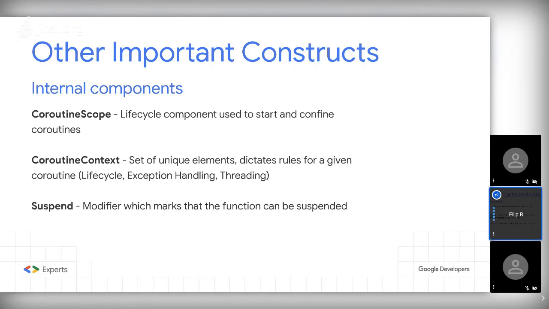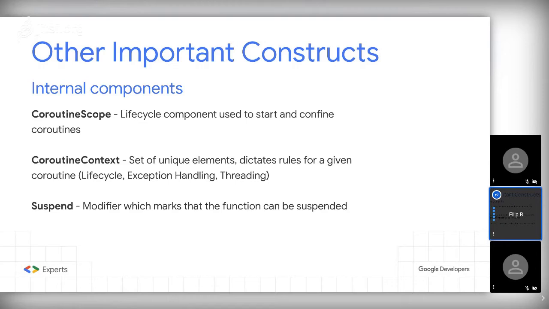So all that combined creates a coroutine context, and similar to how the context in Android works, it's a way to describe your surroundings and the environment of things you want to run coroutines in. So as I mentioned, it can be threading, it can be exception handling, or the lifecycle of the coroutine. You don't have to combine all three, but you can combine any number of them.